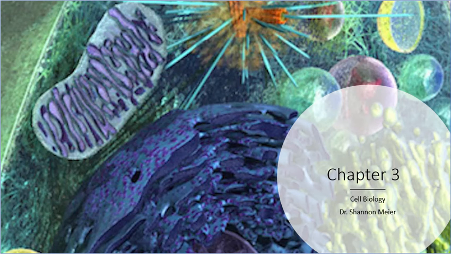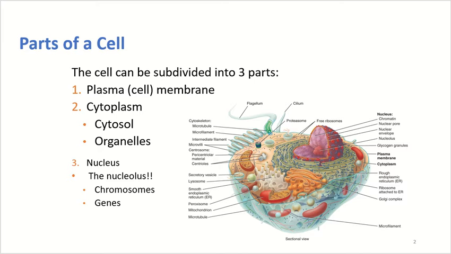This is part 1 of the Chapter 3 lecture on cell biology for Anatomy and Physiology 1. Today, or in these lectures, we're going to be discussing the various parts of the cell.